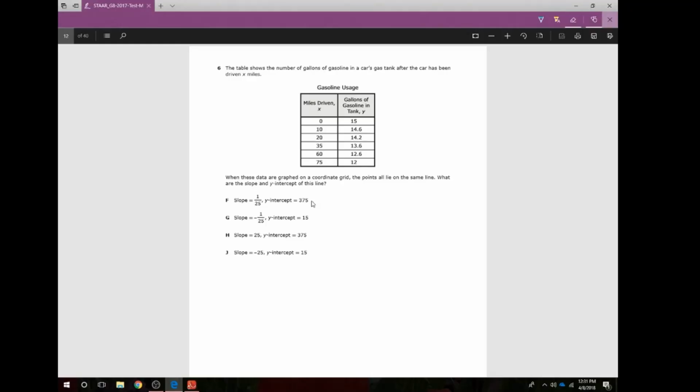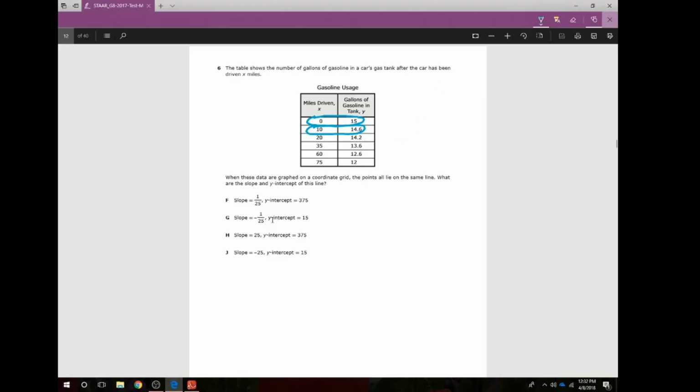So what we do here, if we see a table and it asks us to find the slope or y-intercept, the first thing we need to do is find 2 points on our table. So I'm just going to use my first 2 points, 0, 15, and 10, 14.6. So I have these, remember them: 0, 15, 10, and 14.6.